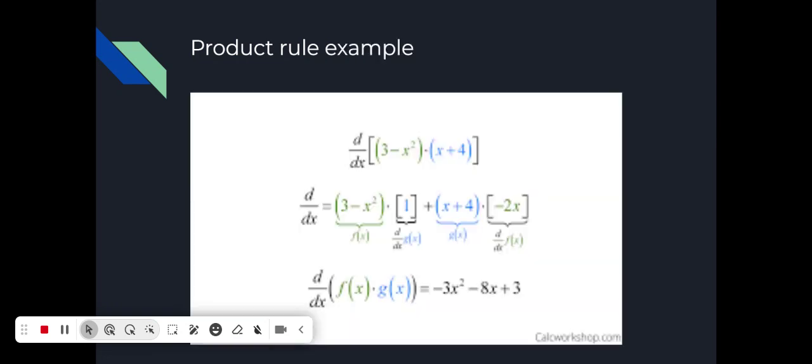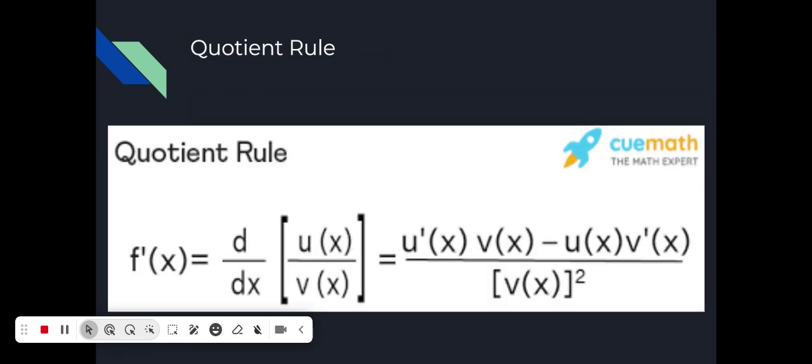An example is 3 minus x squared times x plus 4. Note that 3 minus x squared is f of x and x plus 4 is g of x. You keep 3 minus x squared constant, and take the derivative of x plus 4, which is 1. Then add that to x plus 4, keeping g of x constant, times the derivative of 3 minus x squared, which is negative 2x. Then you simplify at the end, which is just basic algebra: find the common terms and cancel them out. In the end, the answer will be negative 3x squared minus 8x plus 3.